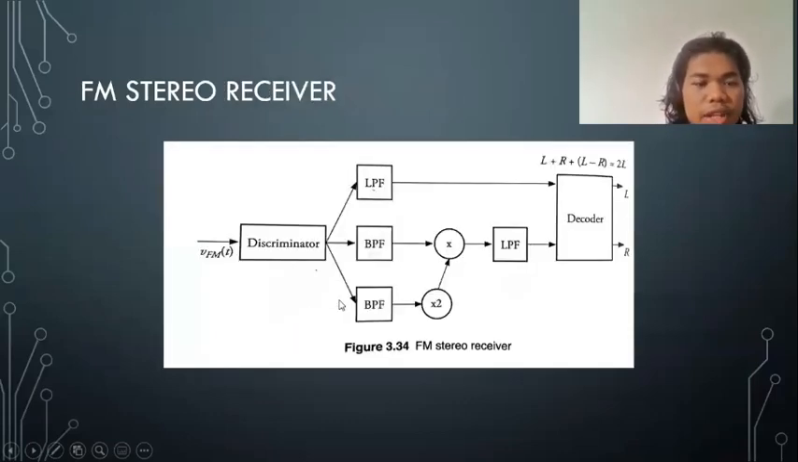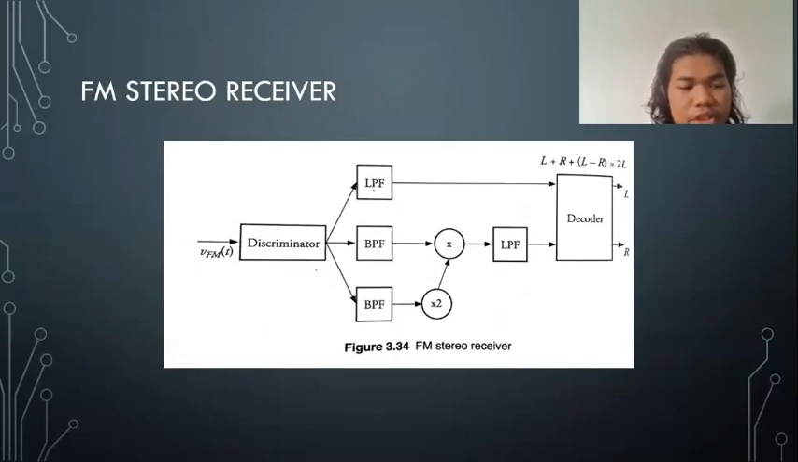So moving on to the FM stereo receiver. The FM receiver is used to produce the original L and R signals. The transmitted FM signal passes through a discriminator, which eliminates the carrier signal. Now, the sum, the difference, and the pilot carrier signal will be separated using an LPF and 2 BPFs, respectively. So the sum signal, or the L plus R signal, will go through an LPF, or a low-pass filter, whilst the other two go to a band-pass filter.